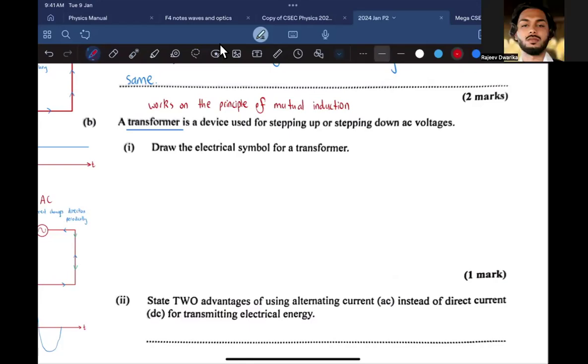So what I'm saying is a transformer works on the principle of mutual induction. Anytime you pass a current through a wire, you have a magnetic field being generated around the wire. Jaden, Justin, Ocean, listen to what I'm saying carefully. I'll do it in more detail when we're doing questions, but anytime you pass a current through a wire, a magnetic field is generated around it.